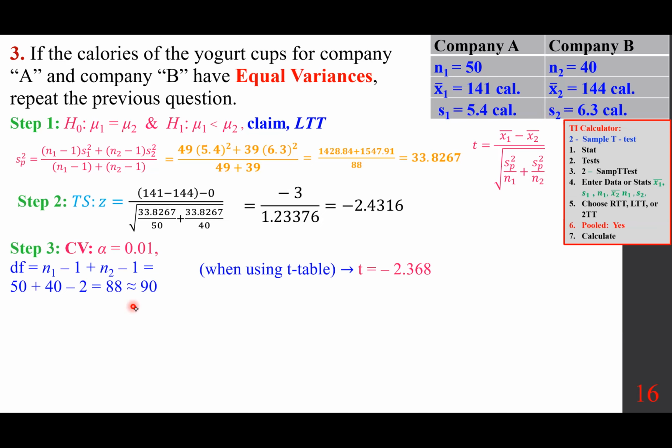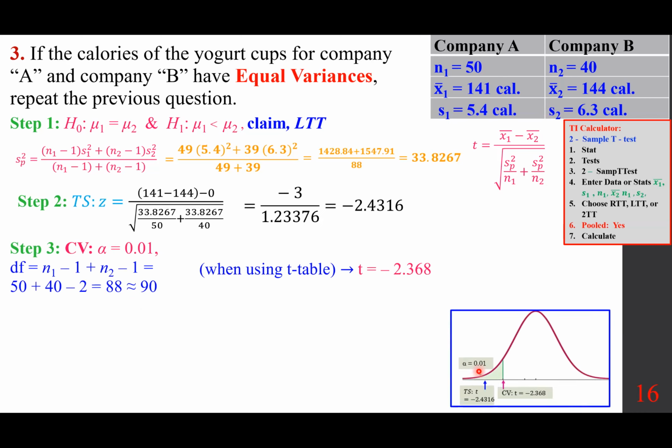Now, let us use the graph to see how it looks. The critical value is negative 2.368. The test statistic is negative 2.4316, which puts us way into the rejection region. So now we're going to reject H0.